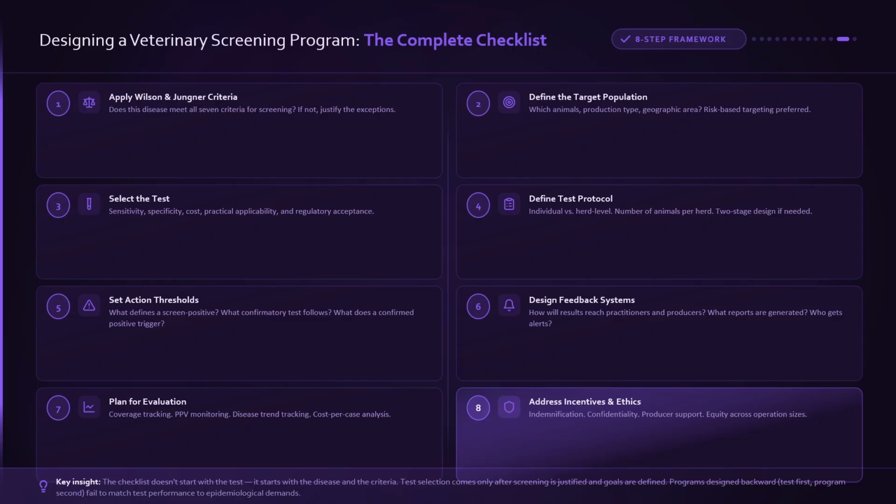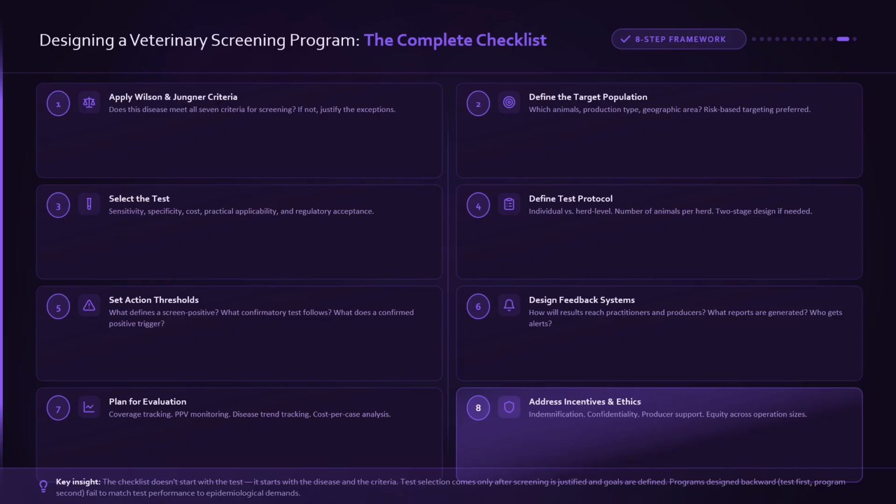Step 3, select the test. Weigh sensitivity, specificity, cost, practical applicability, and regulatory acceptance. The most accurate test in the world is useless if no regional lab can run it.